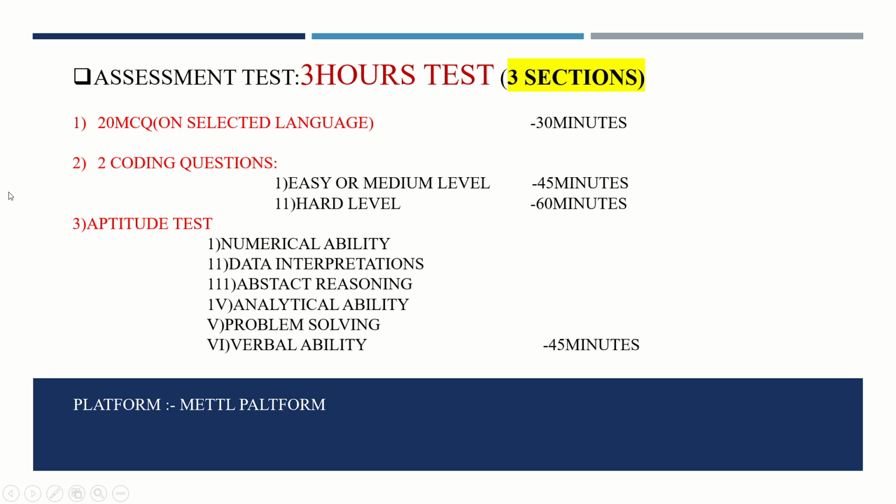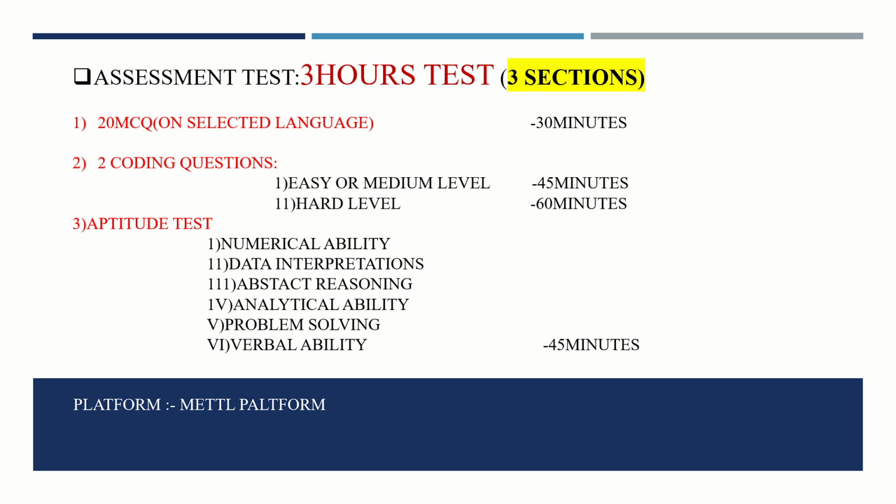Once we write the MCQ test, we have to complete that MCQ section. Then only will we move to the coding section. While we write the one easy or medium level coding question, we have to complete it in 45 minutes. After that, we can go to the hard level question, and we have to complete it in 60 minutes. Then only can we move to the aptitude test.